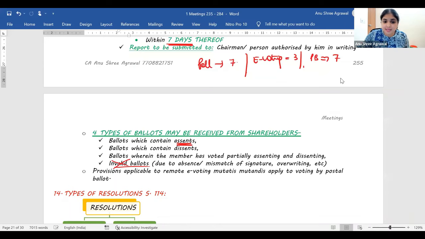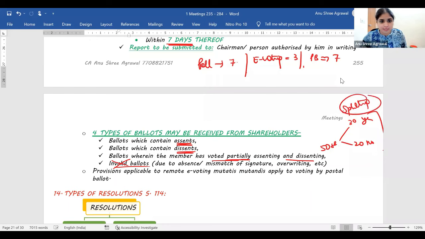Yes vote, assent. No vote, dissent. Votes received where the member has voted partially assenting, partially dissenting. He is owning 50 shares; for 30 shares he is saying yes, and for 20 shares he is saying no. Is this allowed, by the way? I own 50 shares. For 30 shares, can I vote yes, and for 20 shares, can I vote no? Yes, this is allowed. This is called splitting of votes.